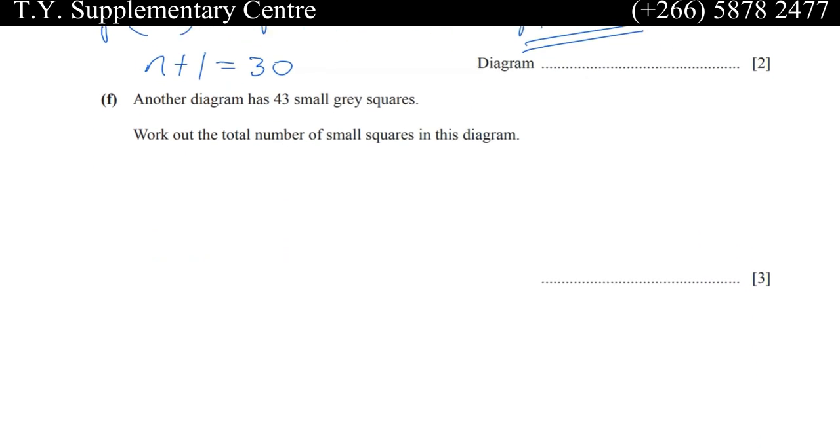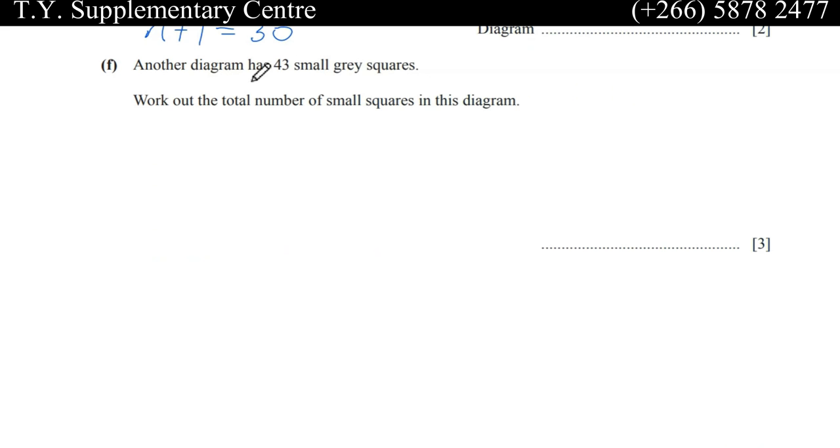Alright, let's move on to number F. Another diagram has 43 small gray squares. Work out the total number of small squares in this diagram. So notice that this 43 is the number of small gray squares, but then we want to find the total number of small squares in this diagram. So what we can do is find the diagram number first, using the formula for the small gray squares.